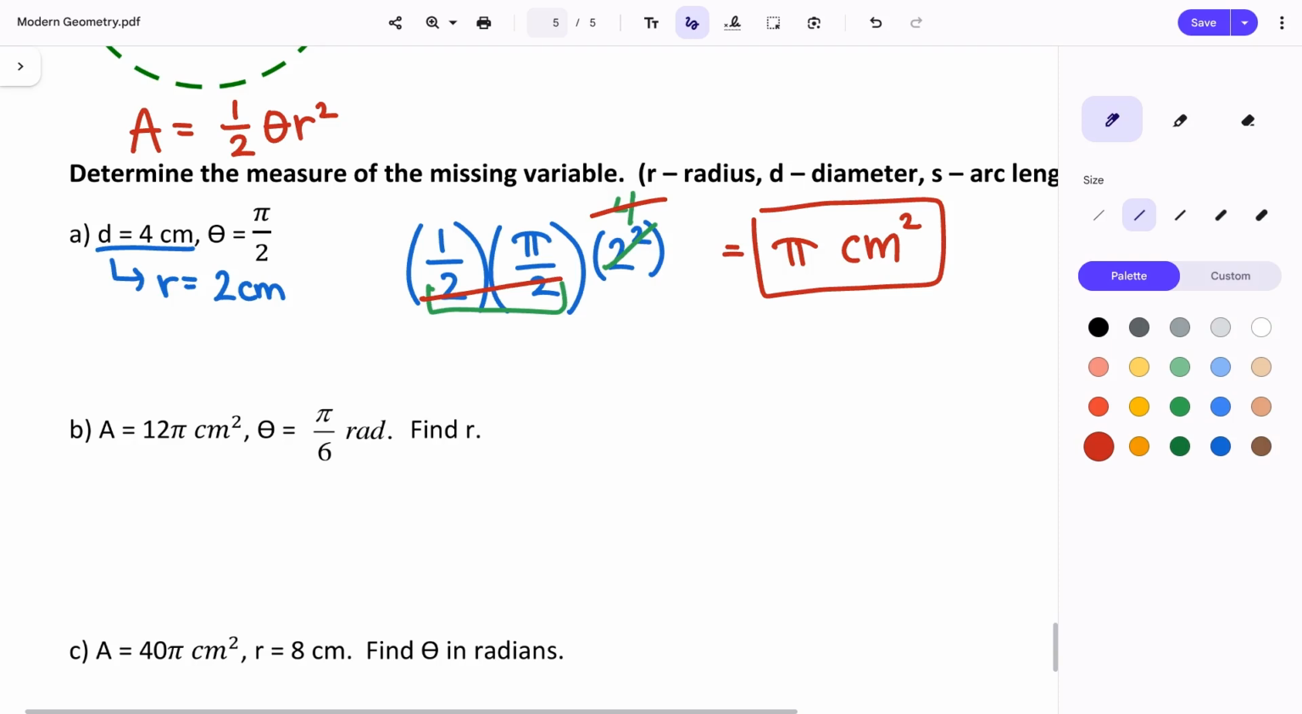Okay, so in that case, we were just finding area. We did have to work a little bit with the diameter, so just make sure you pay attention to that. They're going to sneak those kinds of things in periodically to make sure that you're paying attention.